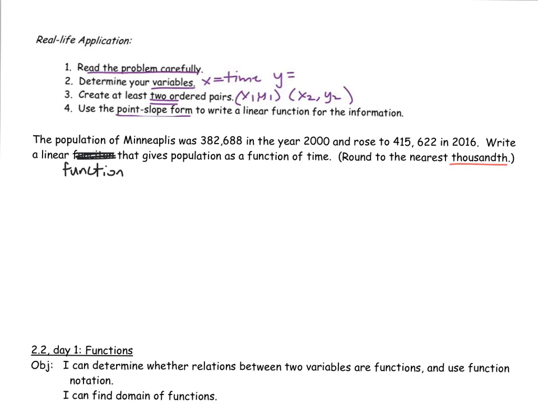It says the population of Minneapolis in the year 2000 was 382,688. So this would be the x coordinate, and this would be the output in that year. And then in 2016, there's another x coordinate. The population rose to 415,622. I'm not quite sure why there's a space in there. Sorry about that.